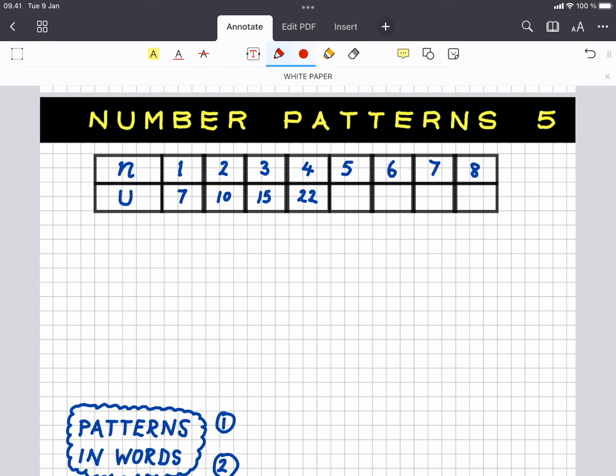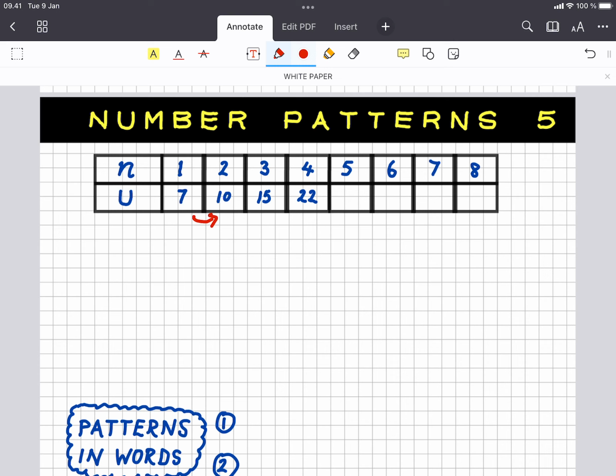Well, it's not going up by a fixed amount every time, because it goes up by 3 and then up by 5 and then up by 7. So it's not an arithmetic sequence. And it's not multiplying by a fixed amount every time, because 10 divided by 7 isn't the same as 15 divided by 10, which isn't the same as 22 divided by 15. So it looks like, OMG, shock horror, it's the dreaded third type, the quadratic sequence. But let's have a look.